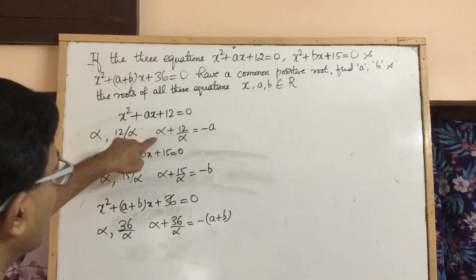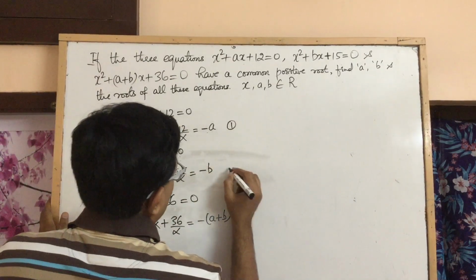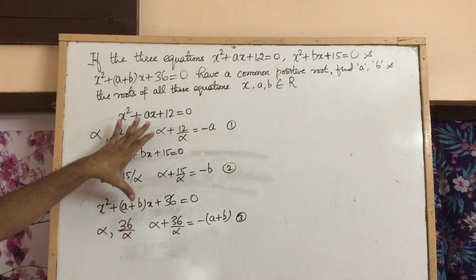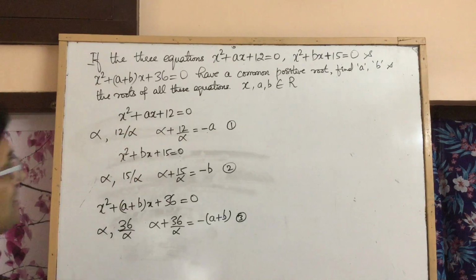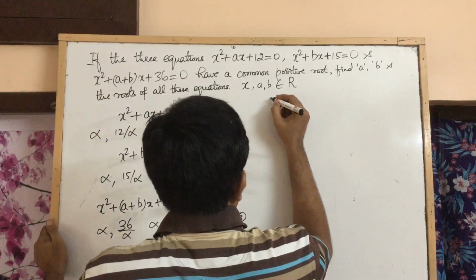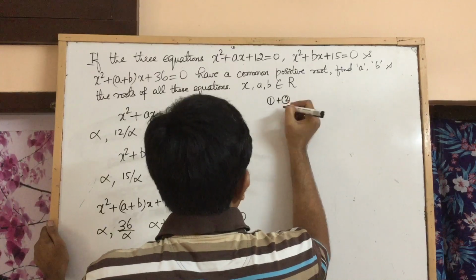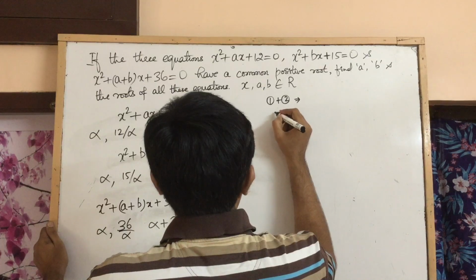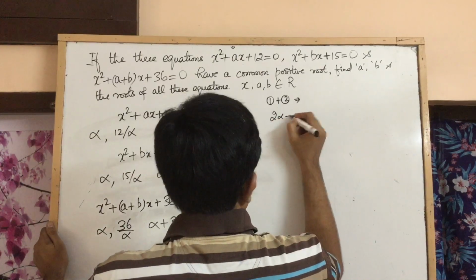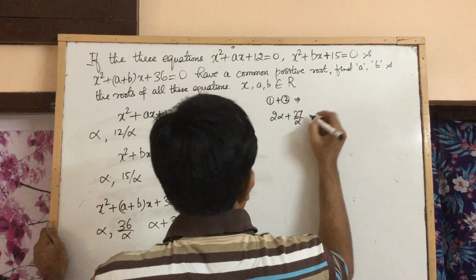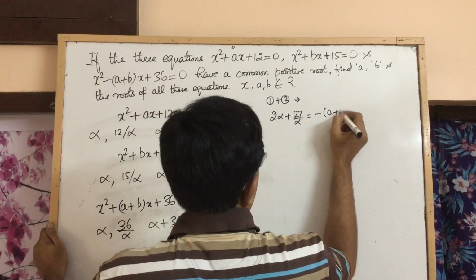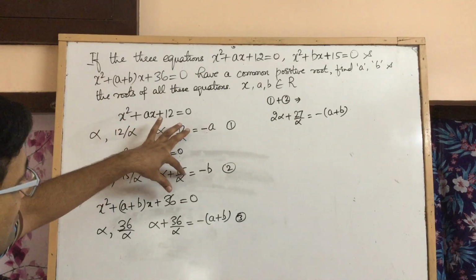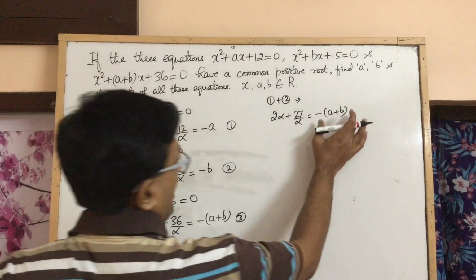So we have three equations here. This is equation number 1, equation number 2, and this is equation number 3. Right? So let's say we want to add 1 and 2, then we would get 2 alpha plus 27 divided by alpha is equal to minus of (a plus b), right? This is twice alpha plus 27 by alpha is minus of (a plus b).